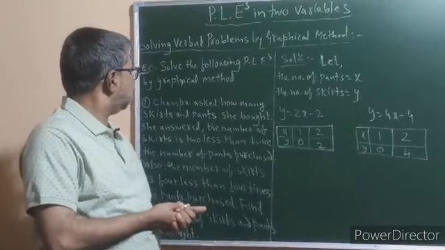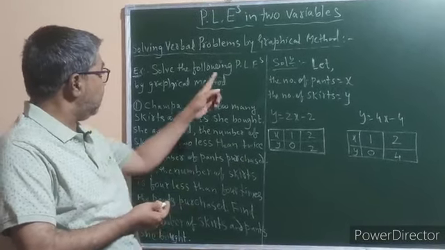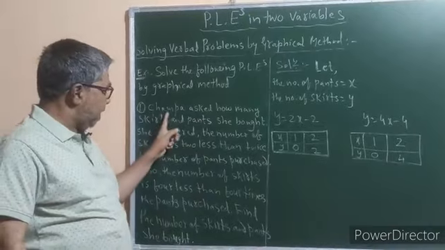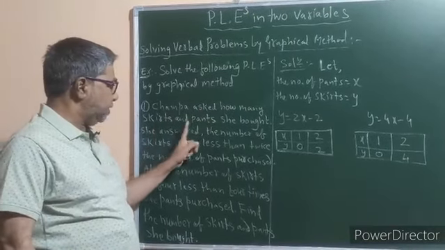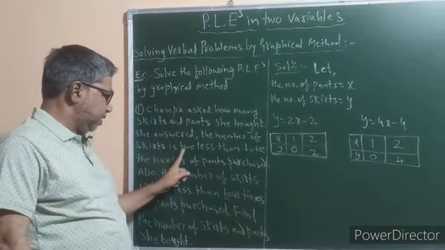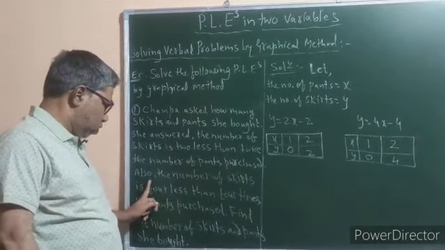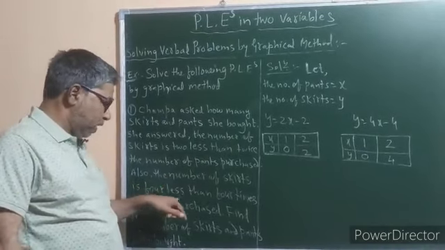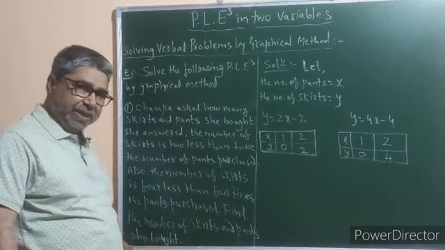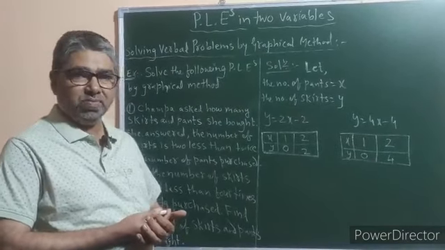So the first example is: solve the following pair of linear equations in two variables by graphical method. Champa asked how many skirts and pants she bought. She answered, the number of skirts is 2 less than twice the number of pants purchased. Also, the number of skirts is 4 less than 4 times the pants purchased. Find the number of skirts and the number of pants she bought. So this is the question before us.